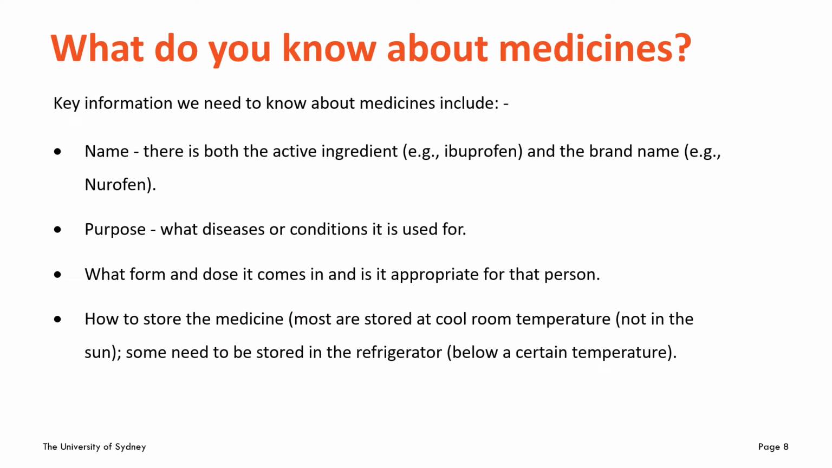The key information we need to know about medicines in order to be able to take medicines safely and appropriately is, what is the name? What is that medicine that we're taking? Now, each medicine tends to have two names.